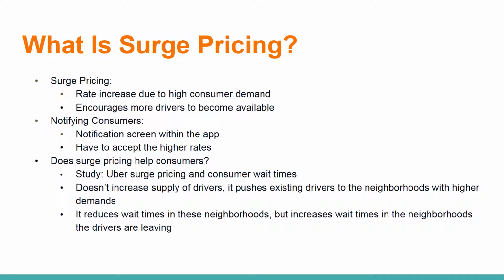According to Uber, the rates increase to ensure reliability when demand can't be met by the number of drivers on the road. At times of high demand, the number of drivers they can connect consumers with becomes limited. As a result, prices increase to encourage more drivers to become available. Consumers see a notification screen in the app whenever there is surge pricing. Consumers have to accept those higher rates before Uber connects them to a driver.